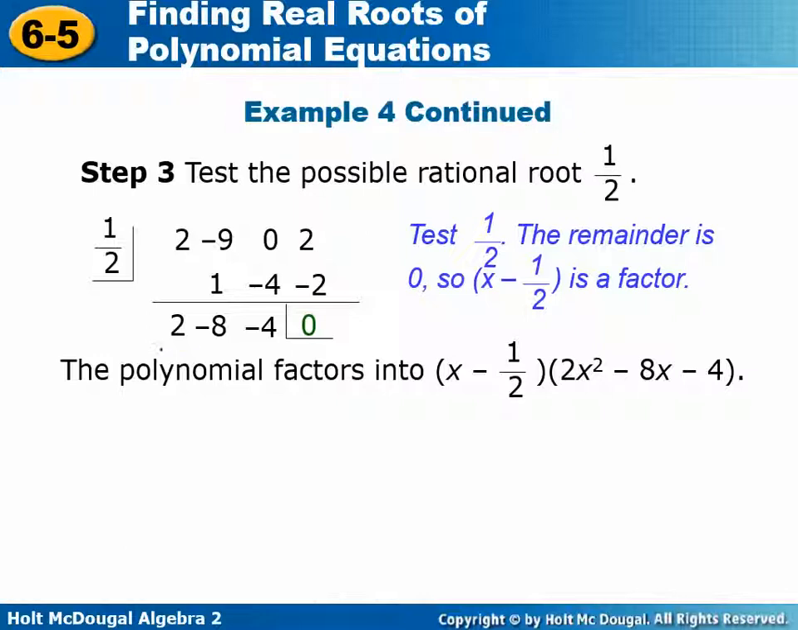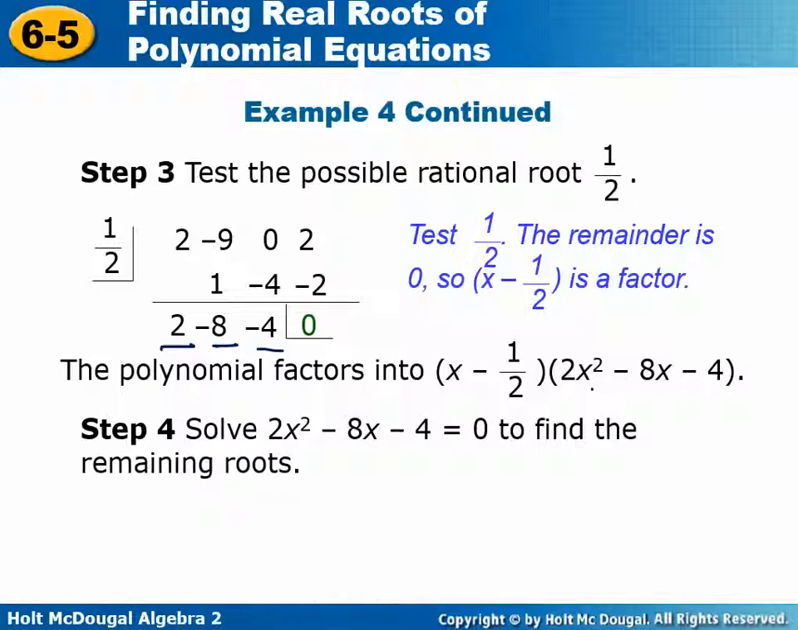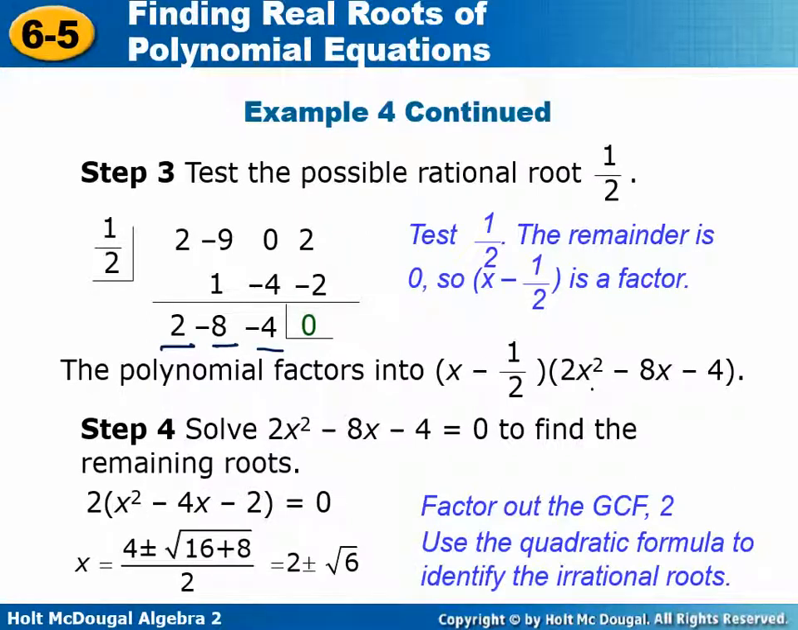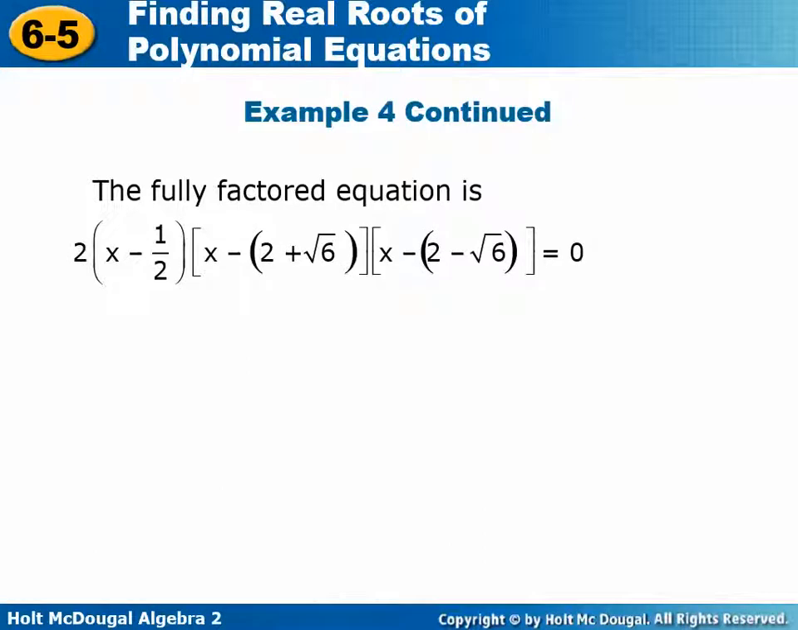And these, remember, are going to be the coefficients of the next factor. So I started with x cubed, so this will be 2x squared minus 8x minus 4. And then for the rest of it, just use the quadratic formula after factoring out the greatest common factor. It's not going to be factorable, so just go ahead and use the quadratic formula, and we would find that the other roots were 2 plus the square root of 6 and 2 minus the square root of 6. So we are able to fully factor it now. That's what it would look like. And then you can find all of the roots, and they would be those.